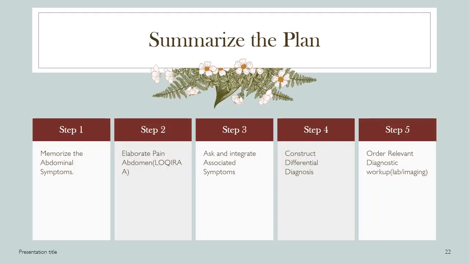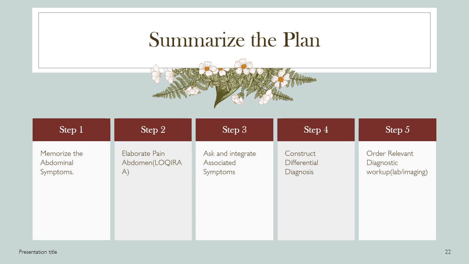So, if we summarize the whole plan, first of all, you have to memorize the abdominal symptoms. Then you elaborate the abdominal pain through the mnemonic LOQIRA: L for location, O for onset, Q for quality, I for intensity, R for radiation, A for aggravation, then second A for alleviation. Third thing, the most important thing, is that you have to ask the associated symptoms. You start with the general symptoms, then GI, genitourinary, and specific symptoms. Then you go for the drugs, environmental, occupational, and chemical exposure, endocrinopathies, connective tissue disorders, family history, and malignancy.